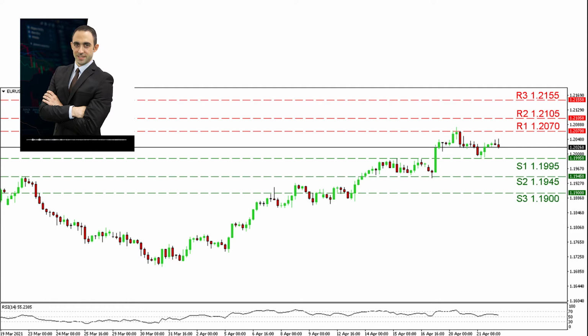In the opposite direction, the S1 119.95 support level could be the first target for the bears. If the price action is reversed to a selling trend, then lower, the S2 119.45 support level could be tested as it was on the 19th of April. Even lower, the round number S3 119 level could be the lowest support for the bears in a strong selling scenario.